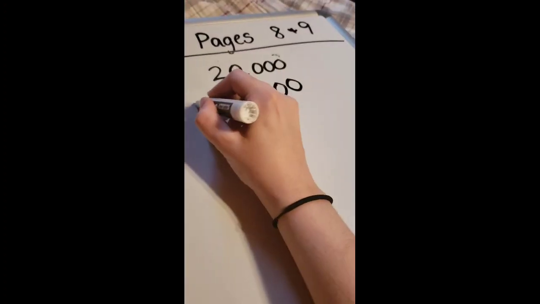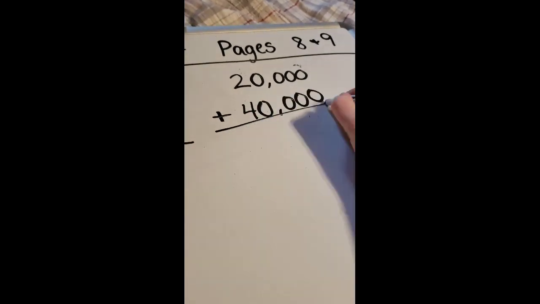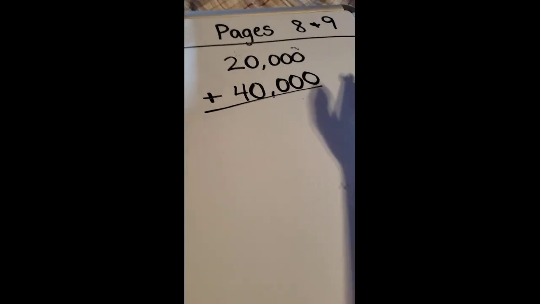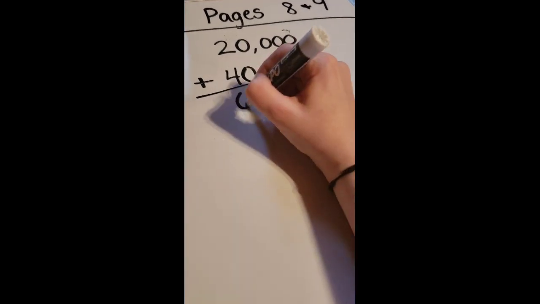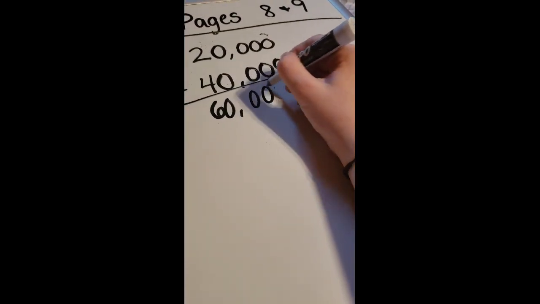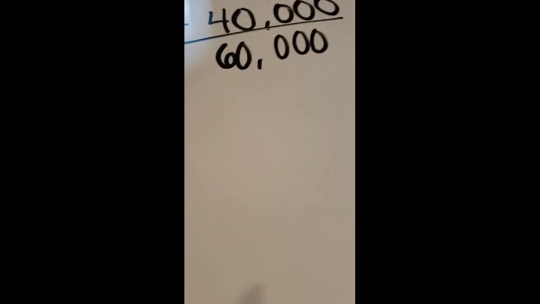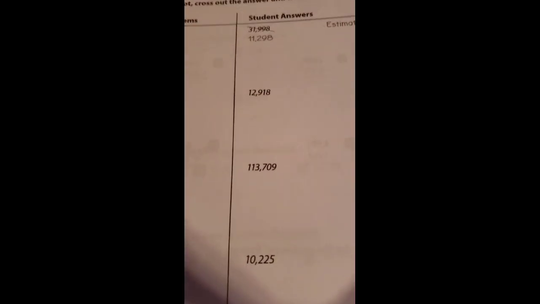So my estimate is 20,000 plus 40,000. That's pretty easy for me to do with mental math. 20,000 plus 40,000 equals 60,000. So now when I look back at my work packet, it says the student's answer was 12,918, but my estimate was 60,000. Those numbers are not even close together. So that tells me that the student's answer is not reasonable.